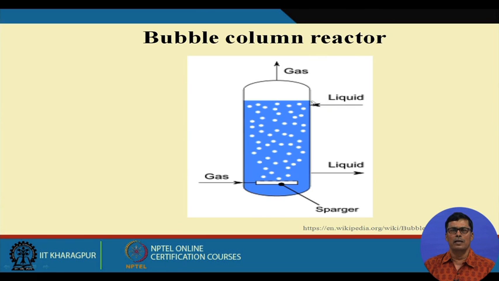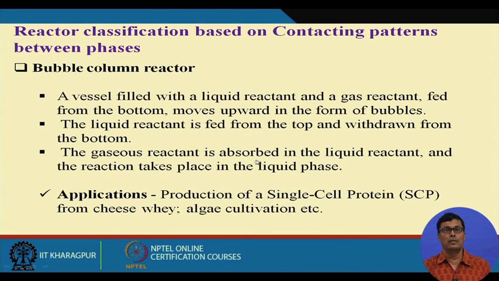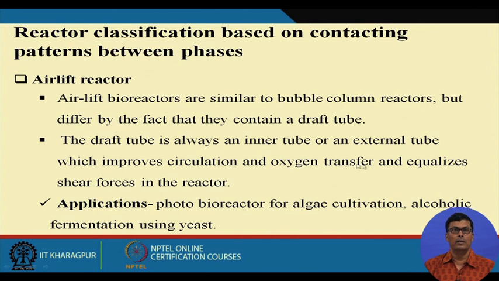This is the air, this is how the nitrogen goes, the liquid is coming in and going out like this, and like this algal cell mass production takes place. It is largely used for single cell protein production from cheese whey, and also the algal cultivation process. Next is the airlift reactor.